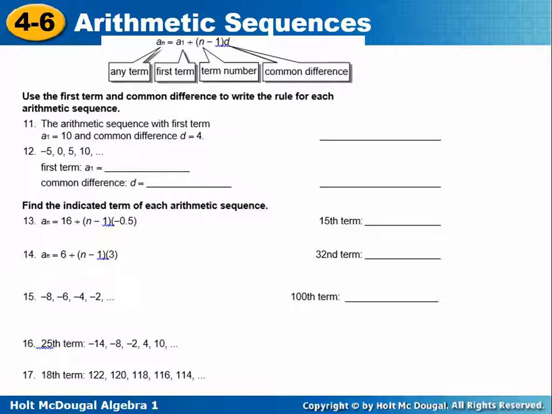Here's some problems from your worksheet. You can see that they're very similar. In the first example, we are given that the first term is 10, that the common difference is 4, and all we have to do is write this formula plugging those in.